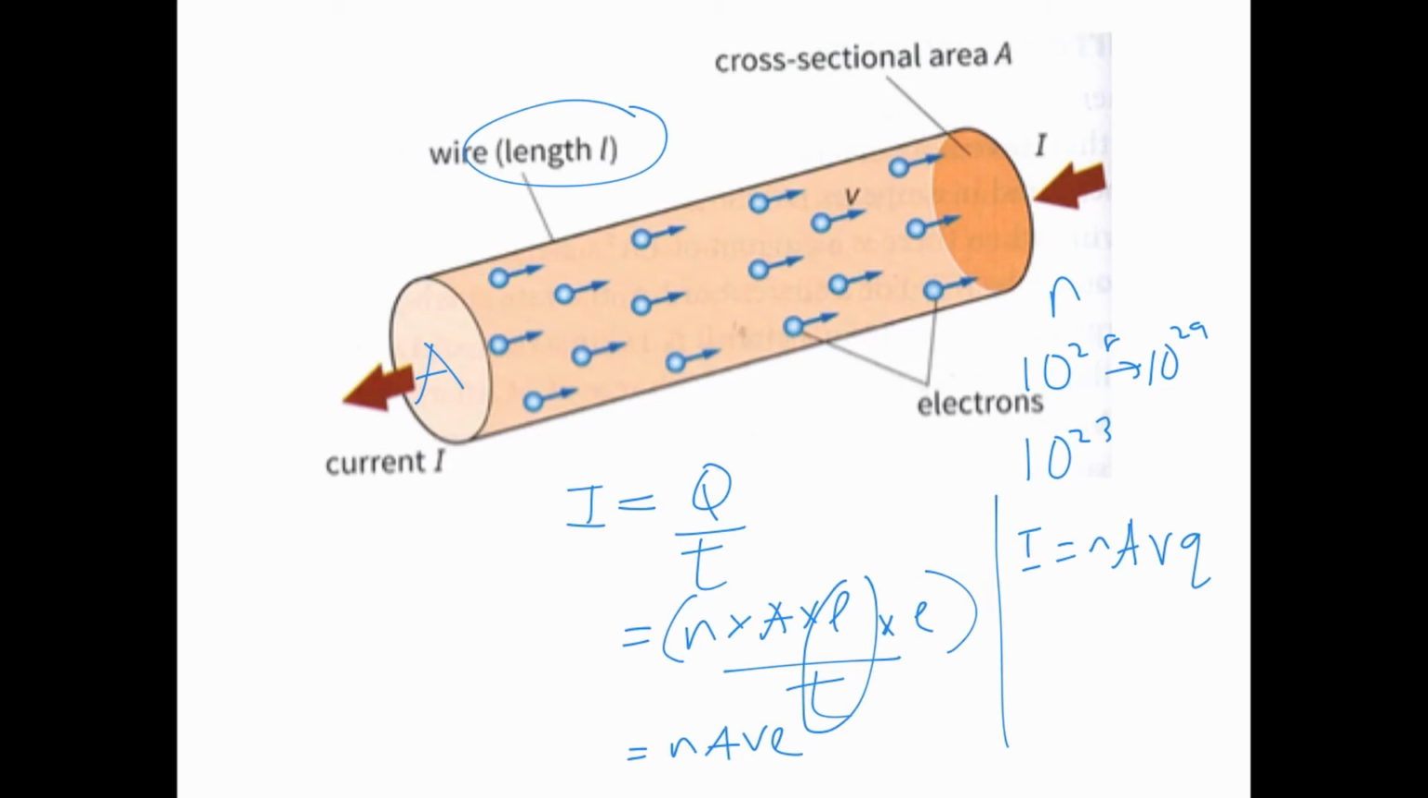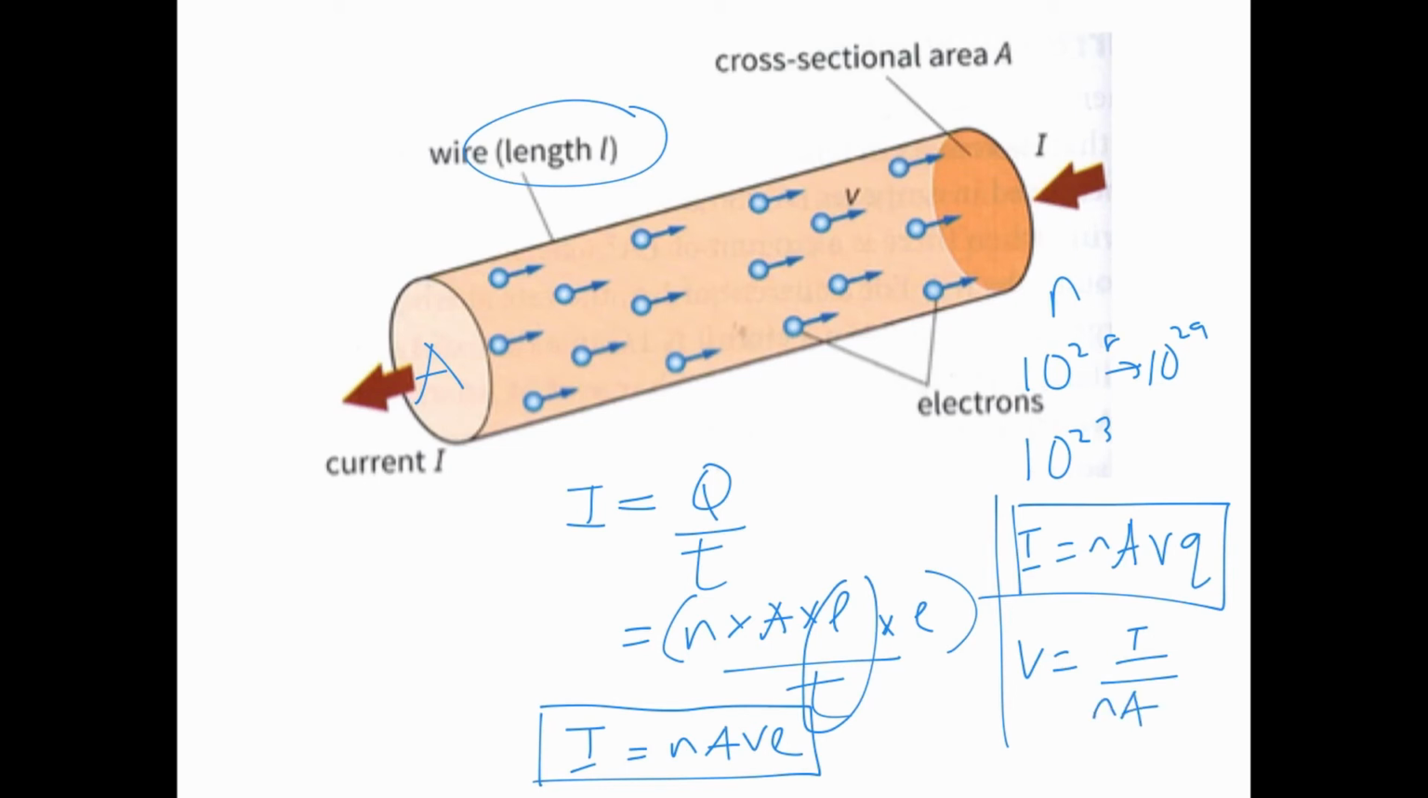Understand? So you can either use I equals nAve for electrons, or for other types of charges, you use I equals nAvq, which gives us the formula for drift velocity. So what is this v? This is called the drift velocity. So v equals I over nAe, or nAq, either one.